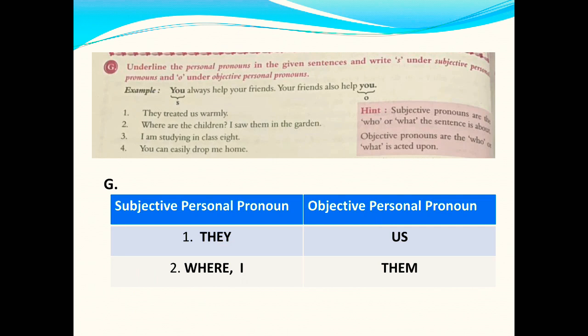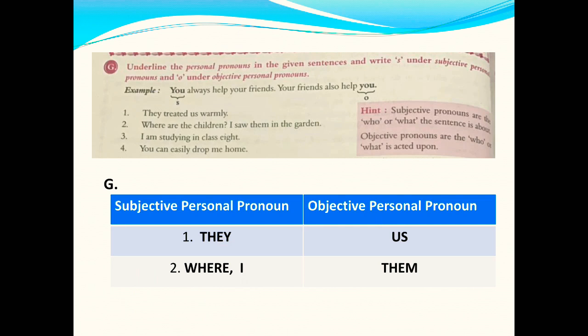So in the first sentence, they treated us warmly. Here, they is the subjective pronoun. So write S under the word they, and us is an objective personal pronoun, and write O under the word us.